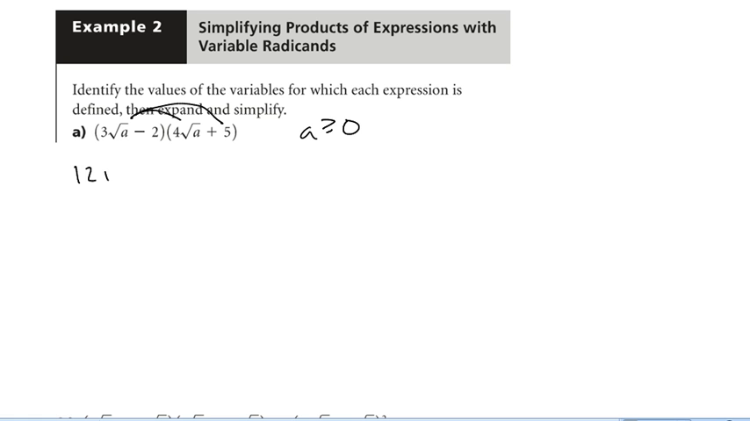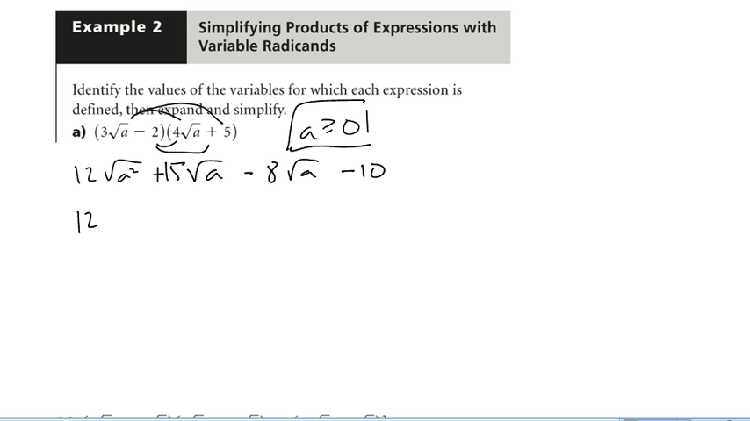So I get 12 root a squared plus 15 root a minus 8 root a minus 10. So in this case, we don't need to put the absolute value on because we know a is positive already. So that's just 12a plus 7 root a minus 10.